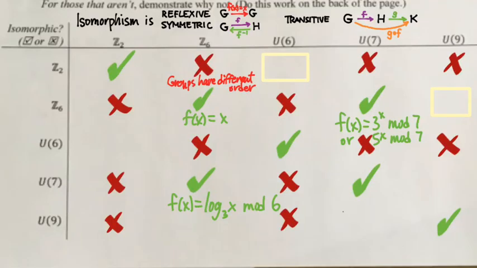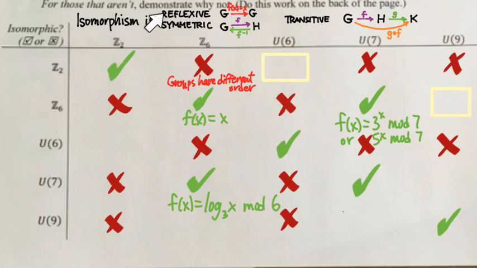I gave you these 5 groups, Z2, Z6, U6, U7, and U9, and asked you, among these 5, which are isomorphic to which? We were able to very quickly figure out why every group is isomorphic to itself, and so we put a check mark down the diagonal of this chart. Every group is isomorphic to itself just by this magic function called the identity function. Send every element to its very self, and that will be not only a one-to-one and onto function on the elements, it will also have the homomorphism property and therefore be an isomorphism.